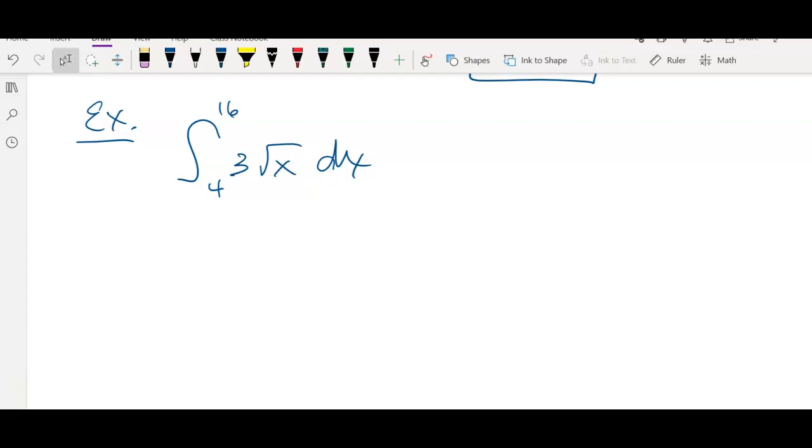So let's do this. Get an answer. And then we're going to talk a little bit about net versus total areas. And then we'll be pretty good from 5.1 to 5.3.